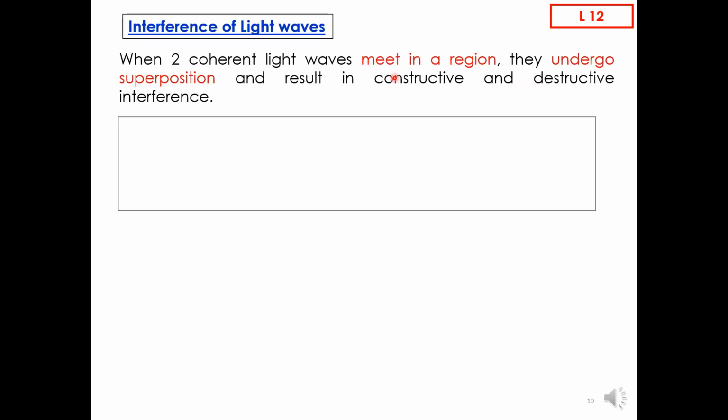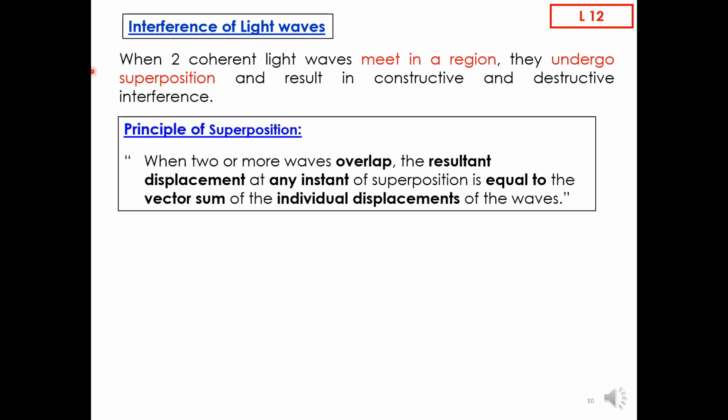Next, interference of light waves. When two coherent light waves meet in a region, they undergo superposition and result in constructive and destructive interference. According to the principle of superposition, when two or more waves overlap, the resultant displacement at any instant is equal to the vector sum of the individual displacements of the waves.